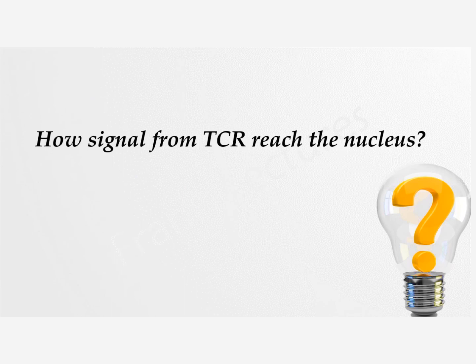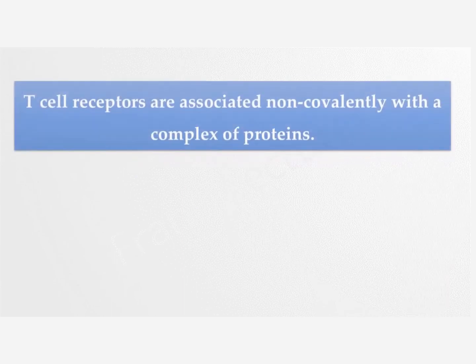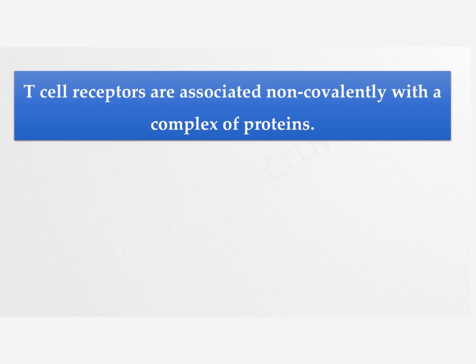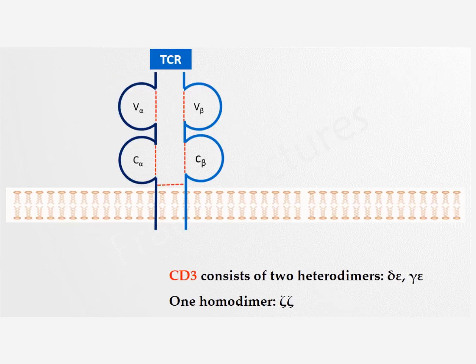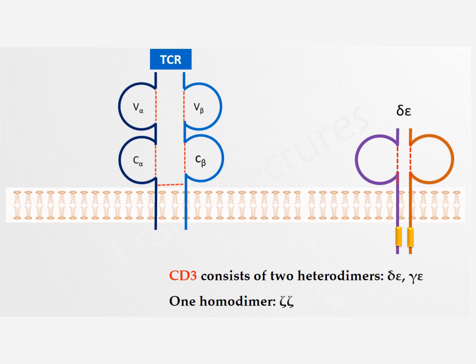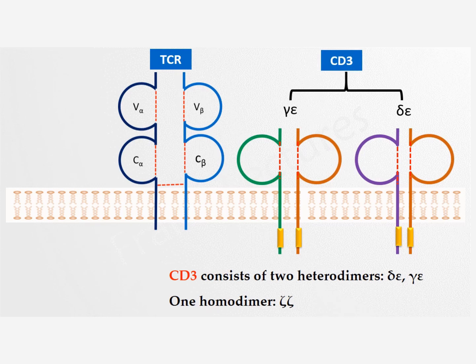For this, T cell receptors are associated non-covalently with a complex of proteins. This complex is made up of 4 different proteins, namely gamma, delta, epsilon, and zeta. Two heterodimers formed by these proteins are known as CD3. The first heterodimer is formed by delta and epsilon protein, and the second one is formed by gamma and epsilon protein. Besides CD3, two zeta chains, linked together by a disulfide bond, form the remaining part of this protein complex.